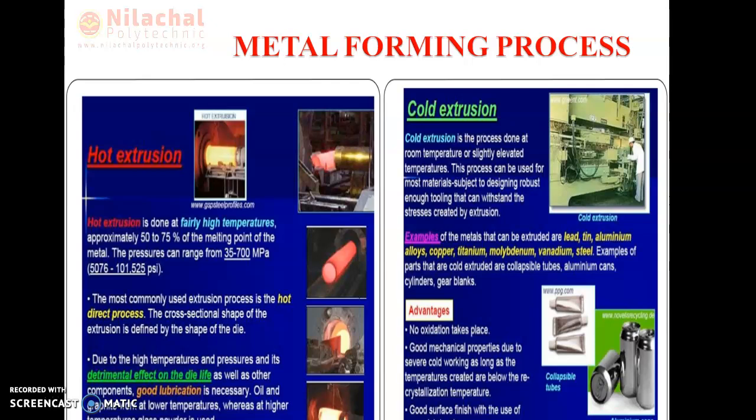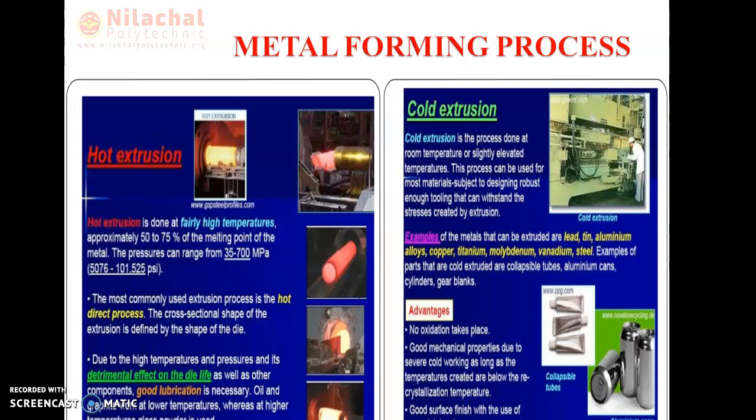If we go through the examples, paste tubes can be cold extruded, and also collapsible tubes, aluminium cans, cylinders and gear blanks. These are some commonly extruded parts which we use in our daily lives, and they are the most common examples of the cold extrusion process.